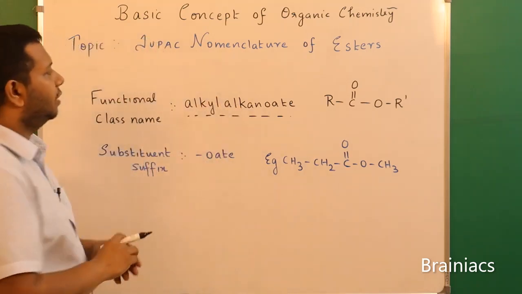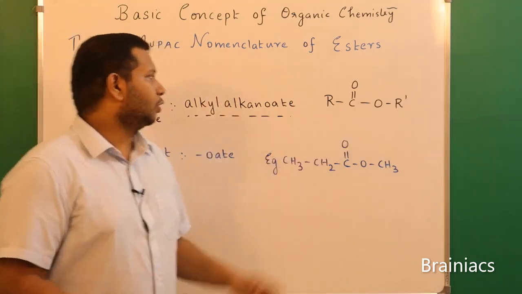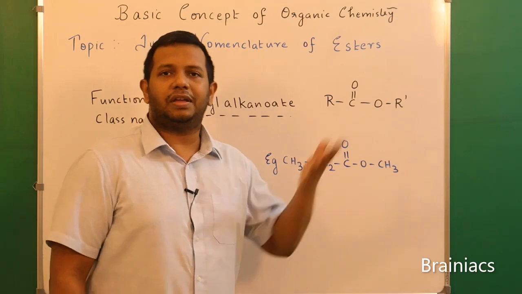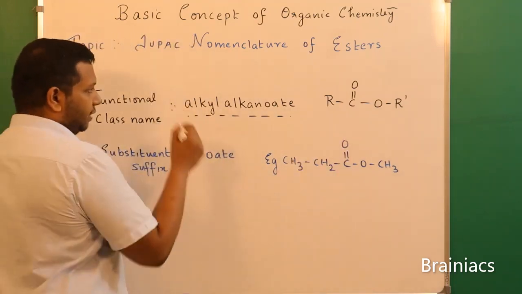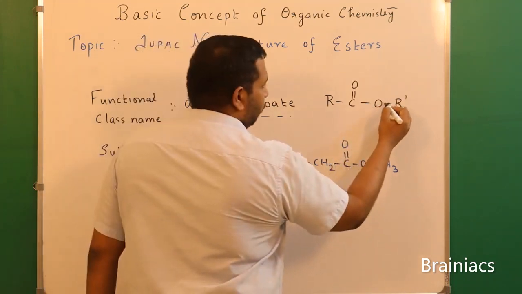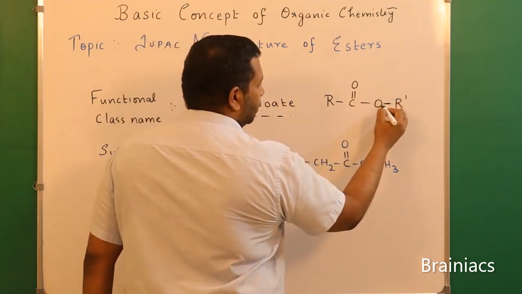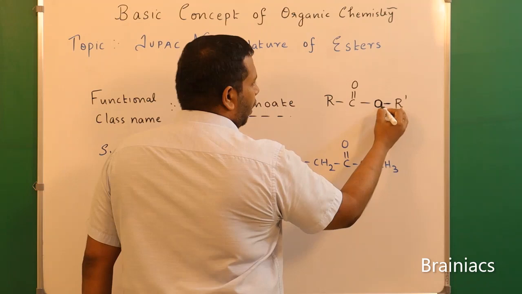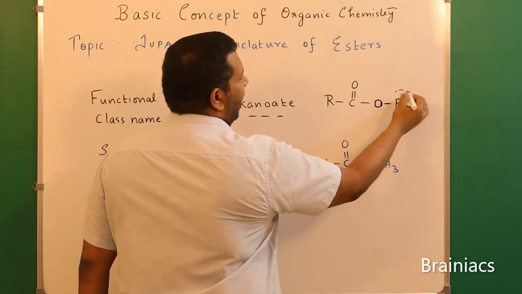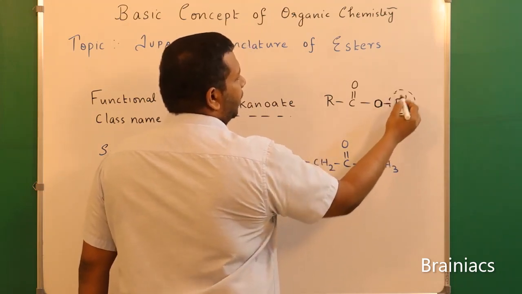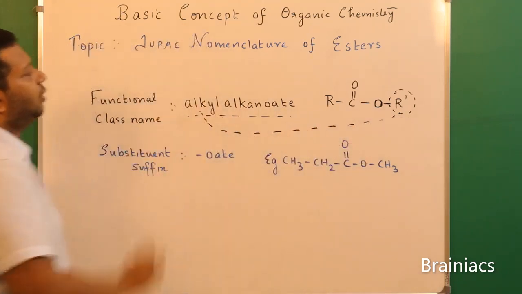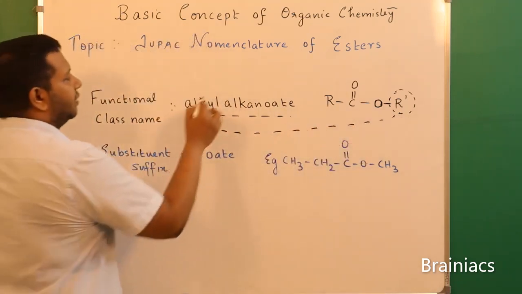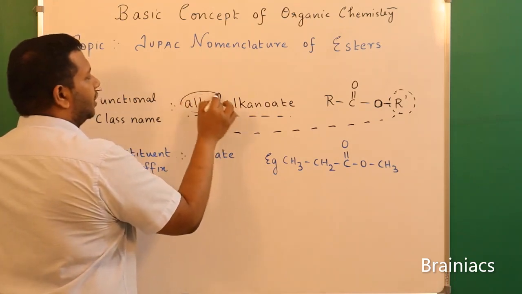I will explain with the functional group, that is RCOOR, the basic representation of esters. What does alkyl stand for? The one that is linked with the O. Whatever is linked with the O, that linkage should always be an alkyl group, and that is called alkyl here.